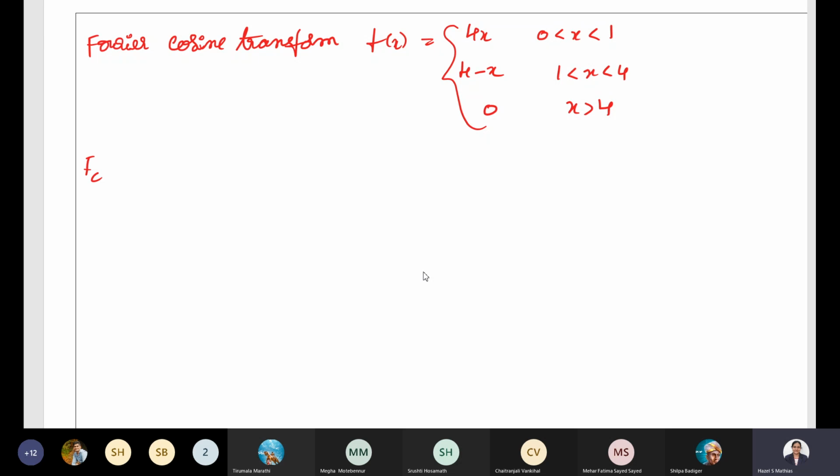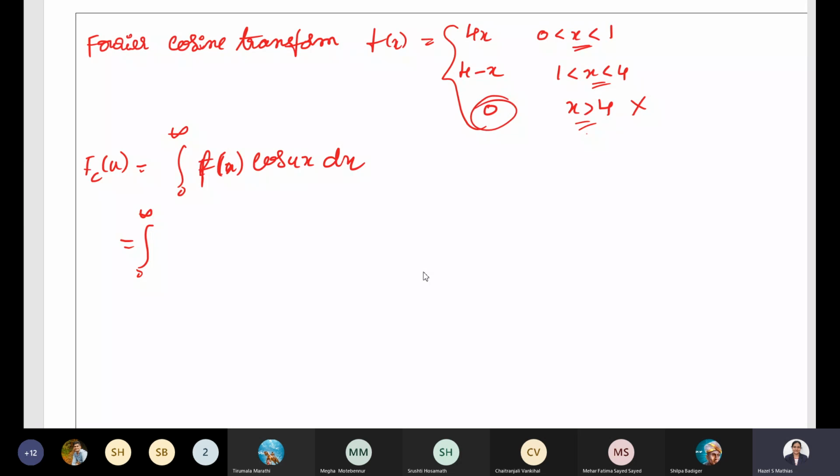What is the formula? Cosine transform Fc of u is 0 to infinity f of x into cos ux dx. So that is equal to integration 0 to infinity f of x. What is f of x? You need to split into 3 parts now. When x lies between 0 to 1, x lies between 1 to 4, and x is greater than 4. We can leave out this last term because for all values of x greater than 4, function value is 0. So you can leave out that term and keep only the first 2 terms.